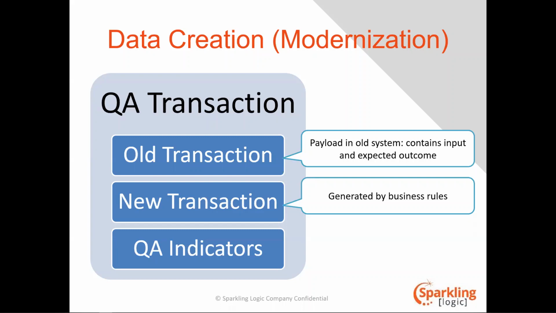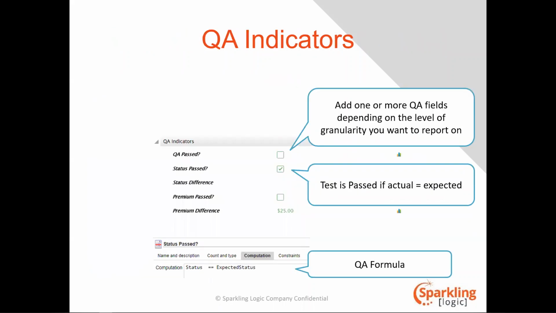As part of our QA indicators, you want to know that QA passed overall, but you may want to go to another level of granularity and look at each decision attribute one at a time. Is the status okay? Is the premium calculation okay? What is the difference between the two? You want to be able to compare that automatically so that you don't have to go back and forth between the old payload and the new payload, or the payload and the expected outcome, making sure that everything is matching.